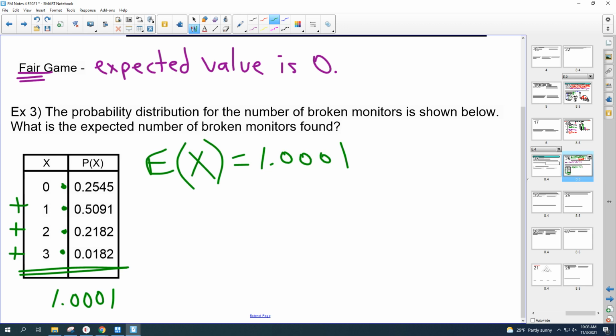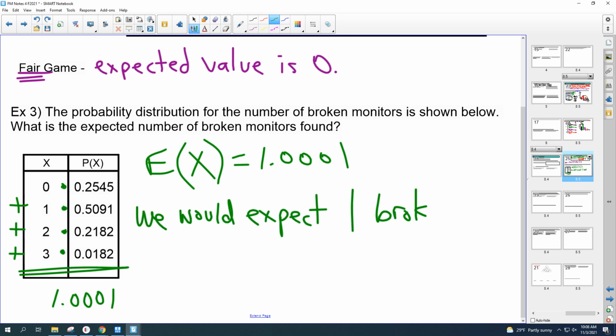If there were 12 monitors in a shipment, 3 of which were broken, and we took a sample of 4, we would expect one of those monitors to be broken. We would expect one broken monitor. It's a little bit harder to find than when I said if I flipped a coin 80 times, we'd expect 40 to be heads up, right? Sometimes it's pretty easy to figure out, but sometimes it's harder. You use that formula.